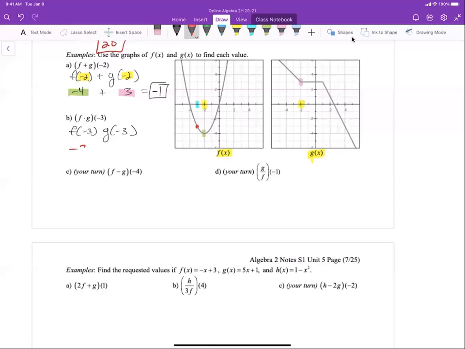So I have negative 3. And then on g, I go to g of x, and I also go to x of negative 3, and I will find what is my output. I go to the line, I look to the y-axis, and I find that to be 4. And if I multiply those together, my answer is negative 12.